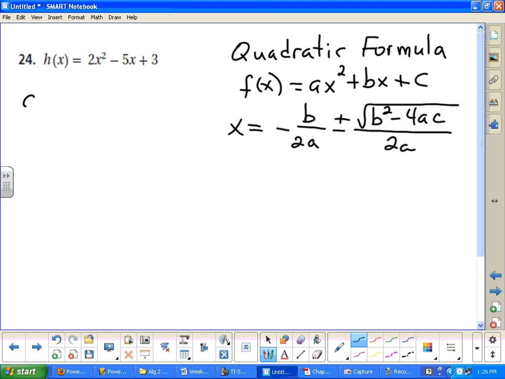So with this problem, number 24 here, a is 2, b is -5, and c is 3. So then we just plug those numbers in for those letters.